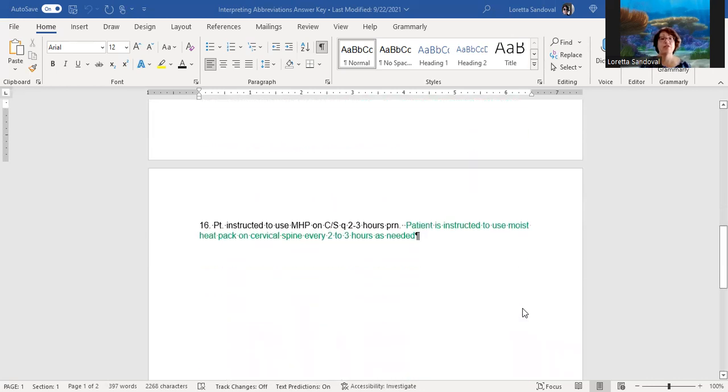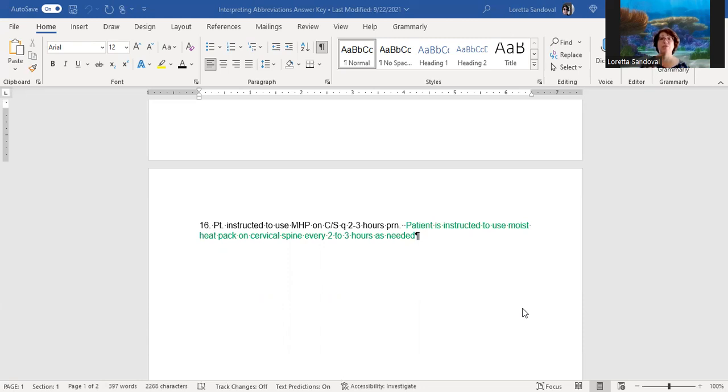Number 16, patient instructed to use MHP on CS, Q2 3 hours, PRN. Boy, we threw those all in there, right? So MHP is moist heat pack. And a lot of people put cesarean section for CS in a therapy setting. We don't do that. We don't usually treat that. Cervical spine is usually CS. But wouldn't it be more clear, even if you just wrote C-spine or just wrote out cervical spine, it would be a lot more clear.